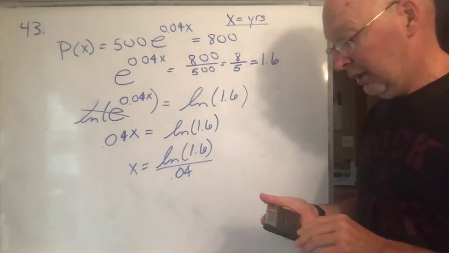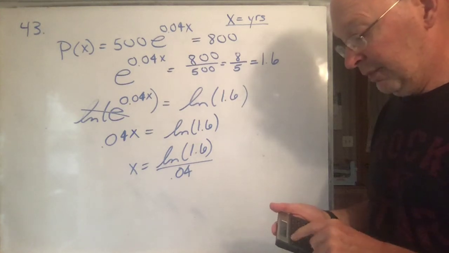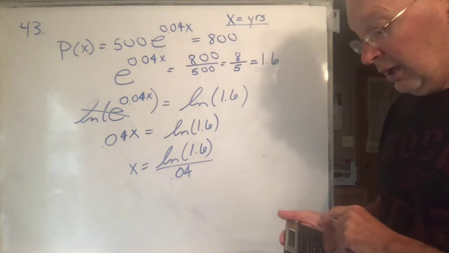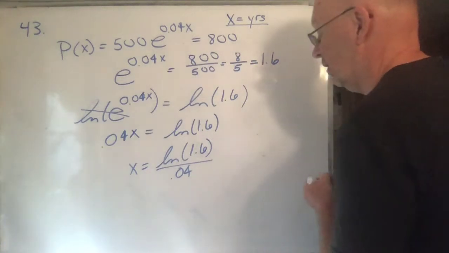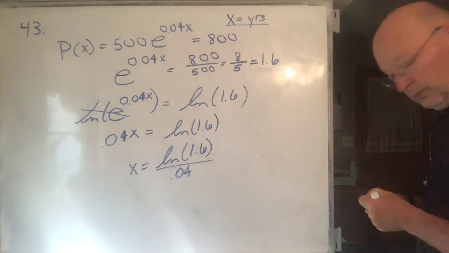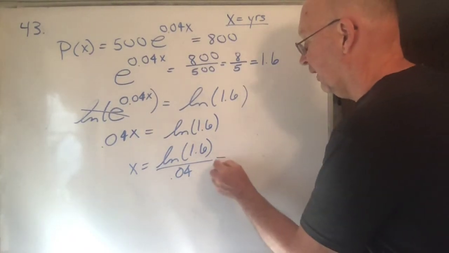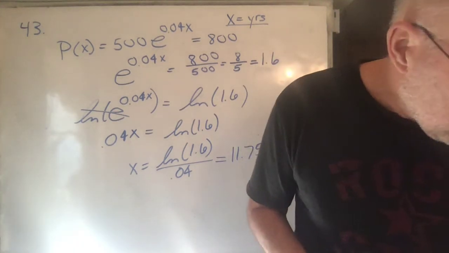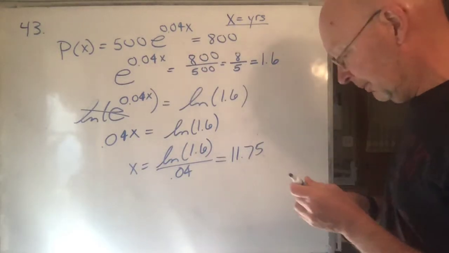Let's go ahead and do it. You're going to get 1.6. I want to take the ln of that, and then I want to divide by 0.04, and I get 11.75. Rounds very closely to 11.75. Hopefully that's one of the answers. Yep, it is. That's the answer number E. Okay, very good. Let's do 44.